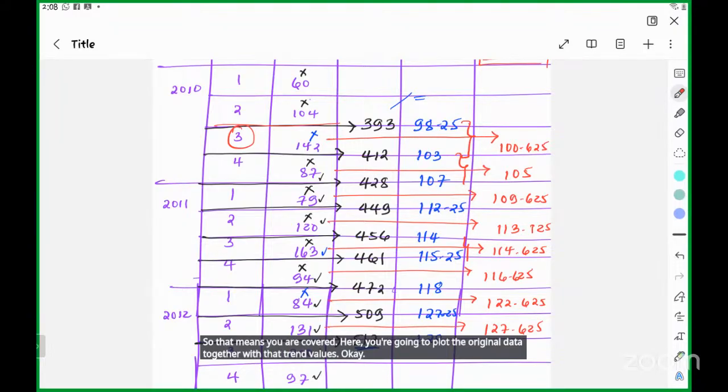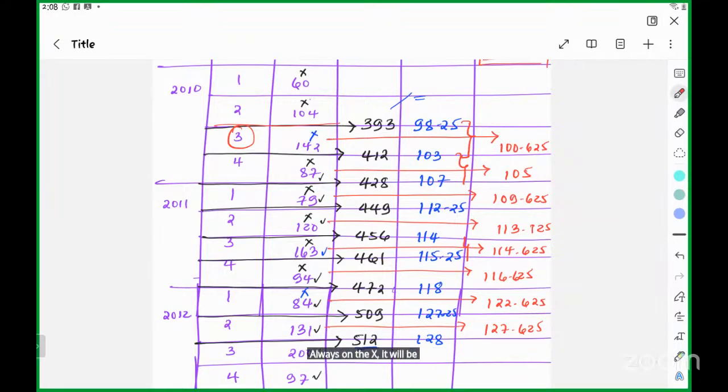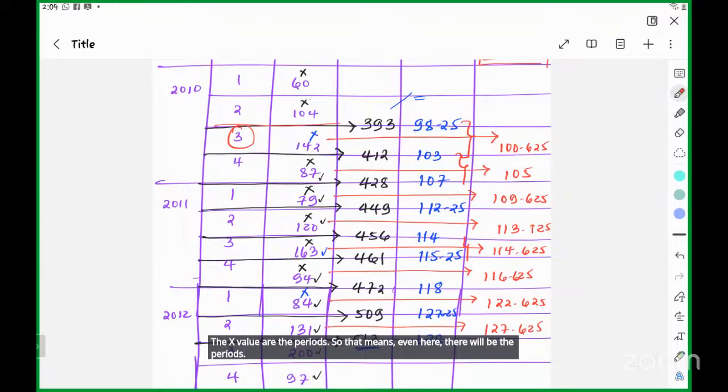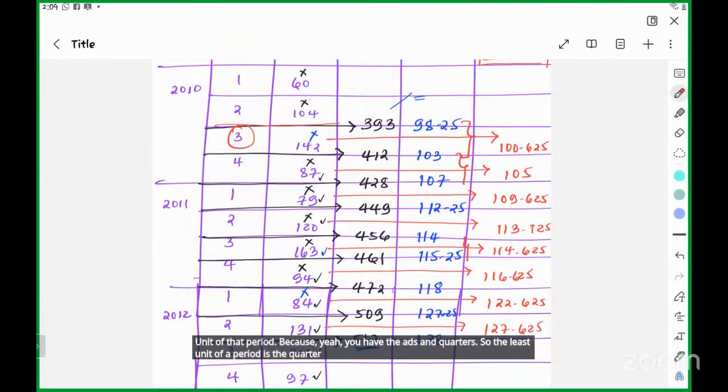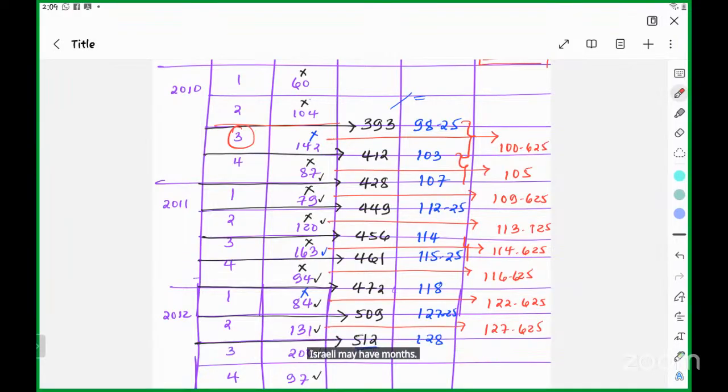Yeah, it goes on the X. No, on the vertical. Always on the X, remember, X is your periods. And the X values are the periods. So that means even here, there will be the periods on the X-axis. The quarters. You put the least unit of the period because here you have years and quarters. So the least unit of a period is the quarter here. There is when you may have months, depending on what you ask. Yeah, please. Come again?